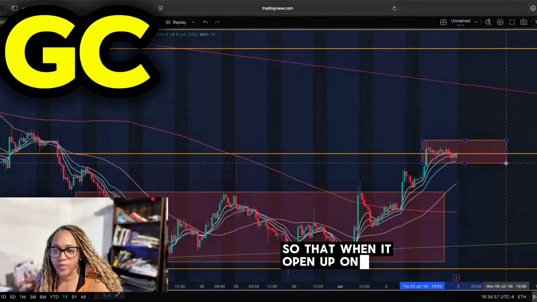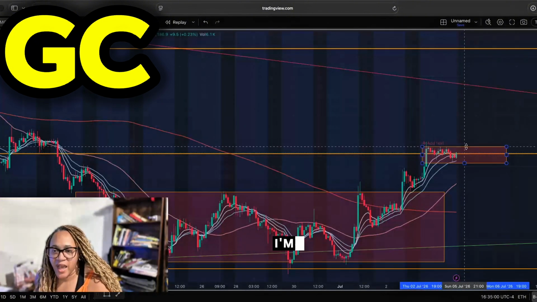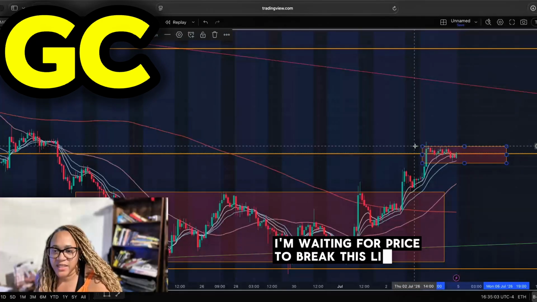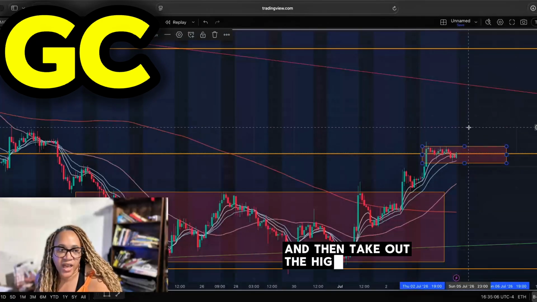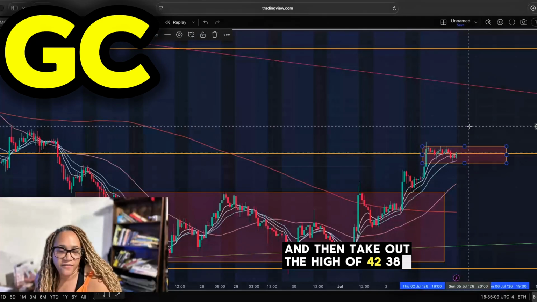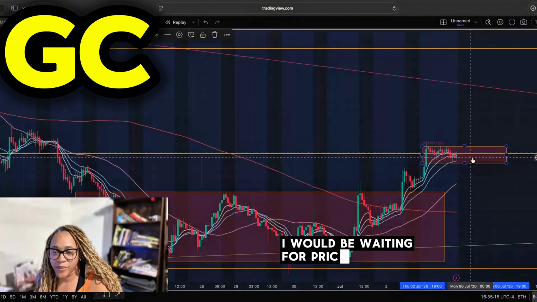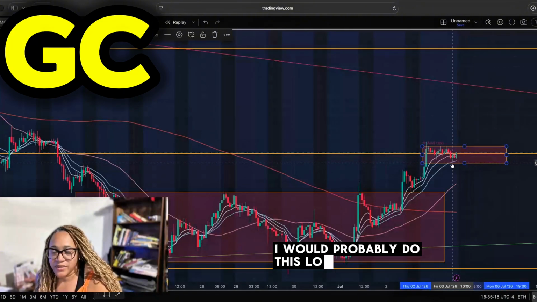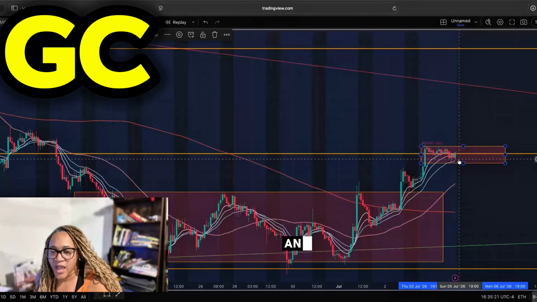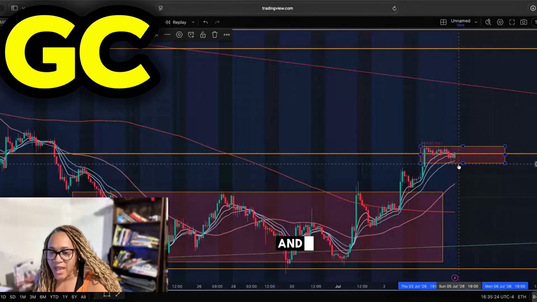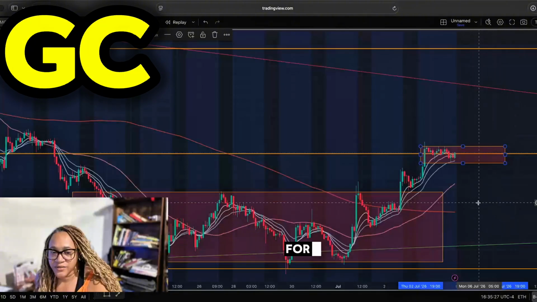So when it opened up on Sunday, I would say, oh, hey, I'm waiting for price to break this line at 4,200 and then take out the high of 42.38, right? Definitely if I'm buying. If I'm selling, I would be waiting for price to come back down. I would probably use this low here because the support was created here, and then wait for the price to break this low and then sell back down to these lower lows here for the initial pullback.